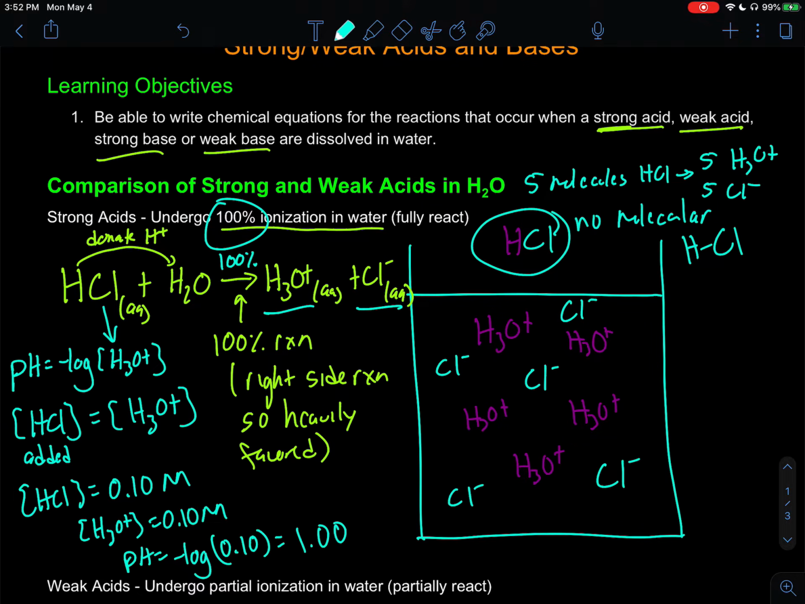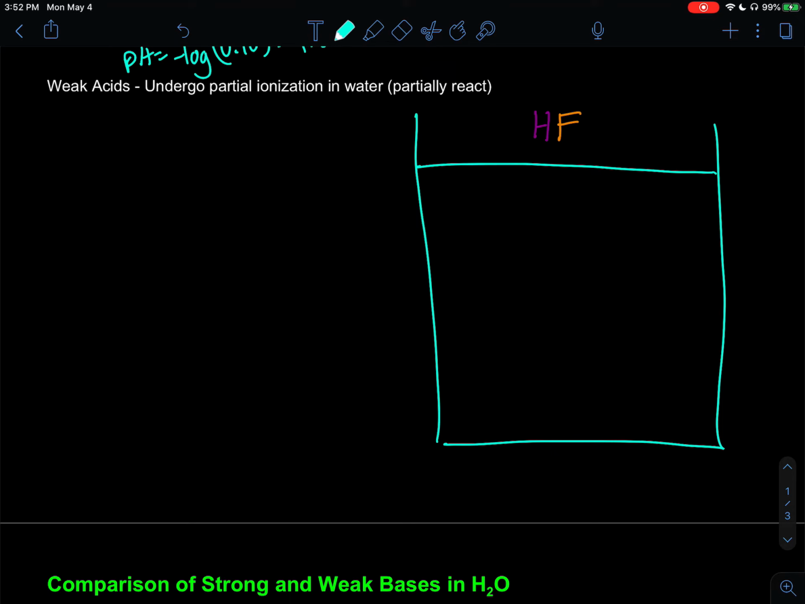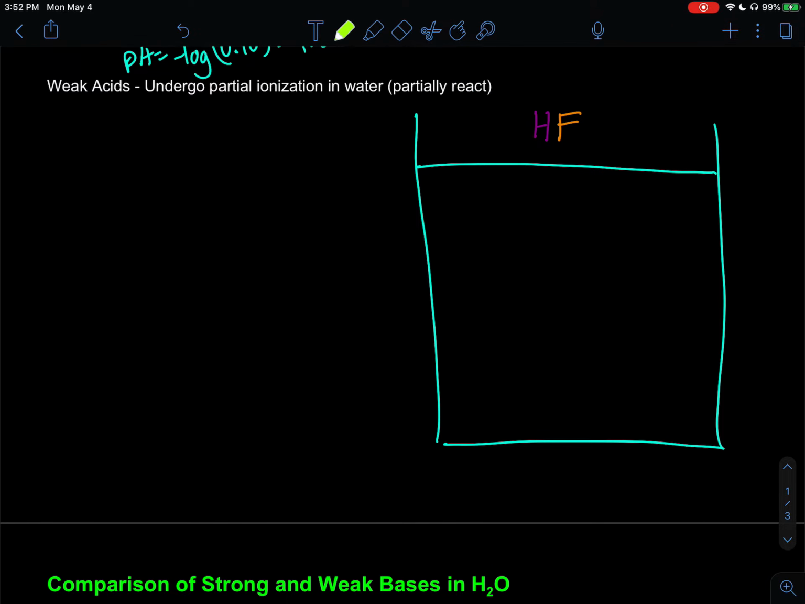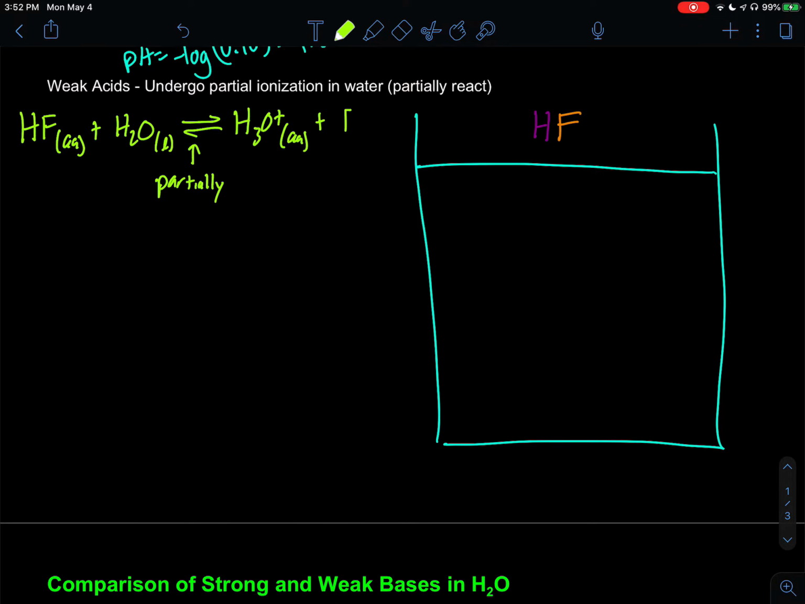Now maybe let's compare that to a weak acid. A weak acid only undergoes partial ionization. So now here we're going to look at HF. HF is a weak acid. So we have HF, and it's going to react with water. Because it only partially reacts, we'll still have some HF left in solution, but some of that is also going to react with water to give us the hydronium ion and the anion with it, which in this case is the fluoride ion.